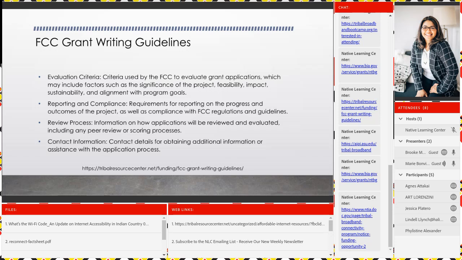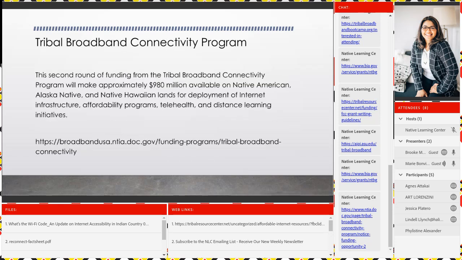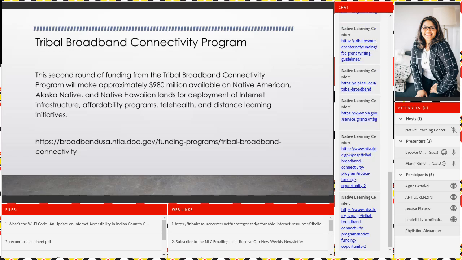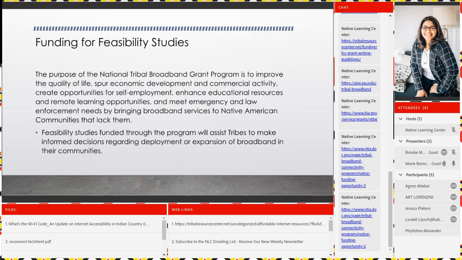Cool. So with that, we're going to talk a little bit about the Tribal Broadband Connectivity Program. It's in its second round of funding, and it's available to Native American, Alaska Native, and Native Hawaiian lands for the deployment of internet infrastructure, affordability, telehealth, and distance learning initiatives. The link is there in the chat. Also, there's funding for feasibility studies through the National Tribal Broadband Grant Program.